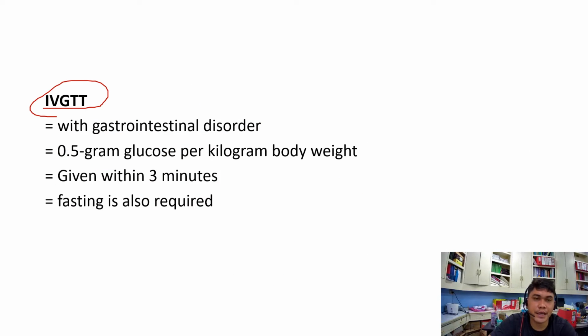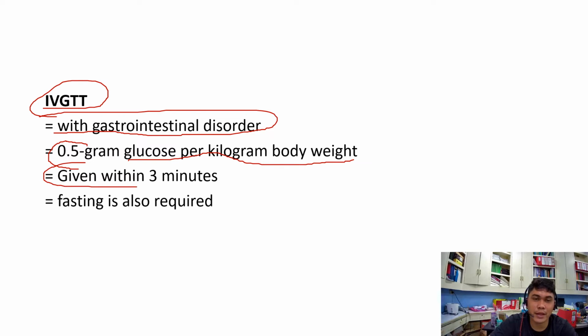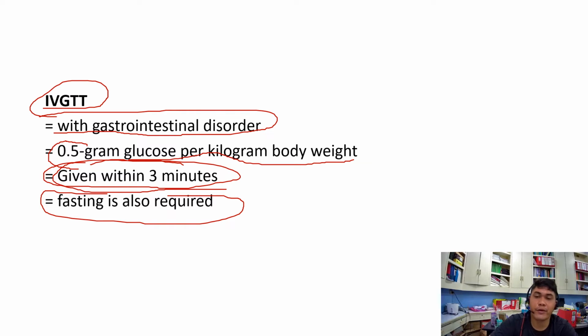So for IV-GTT, this is preferred for patients with gastrointestinal disorder, and the glucose dose is 0.5 gram glucose per kilogram body weight given within 3 minutes. And fasting is also required to get the fasting specimen. So 0.5 administered within 3 minutes. For oral glucose tolerance, you have 75 grams glucose administered within 5 minutes. Okay? So for IV-GTT, given within 3 minutes.